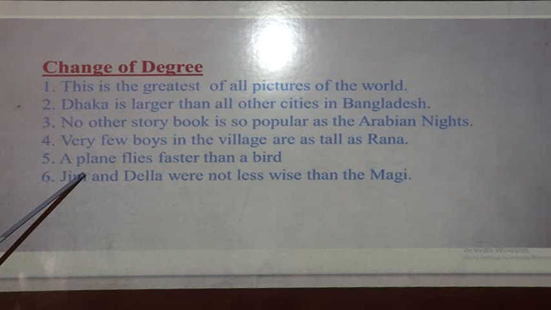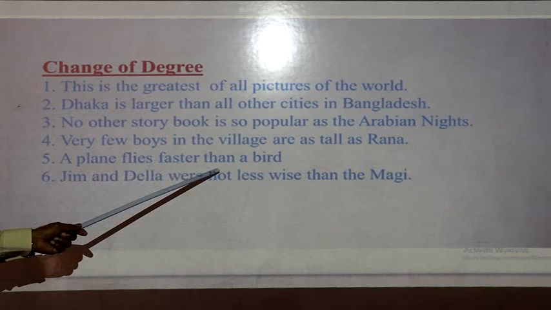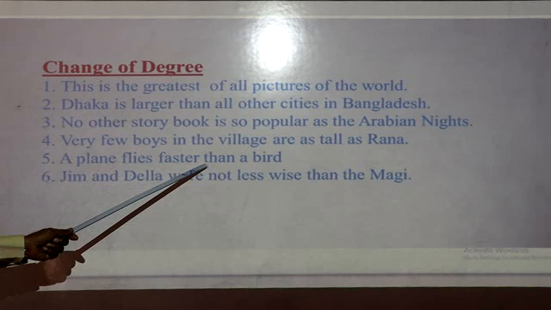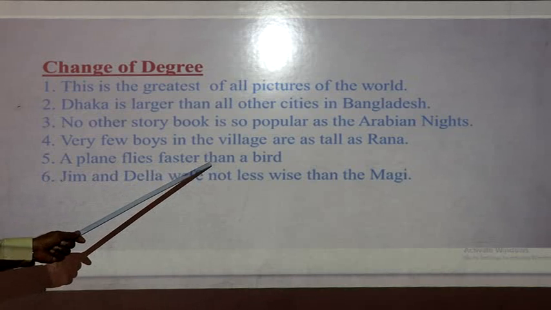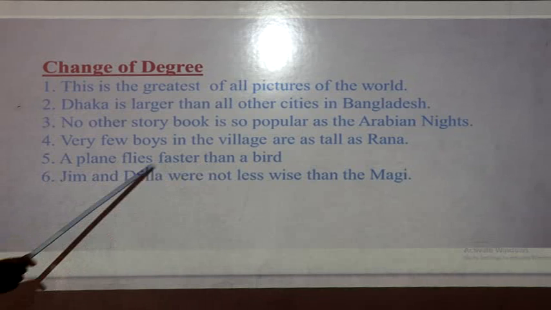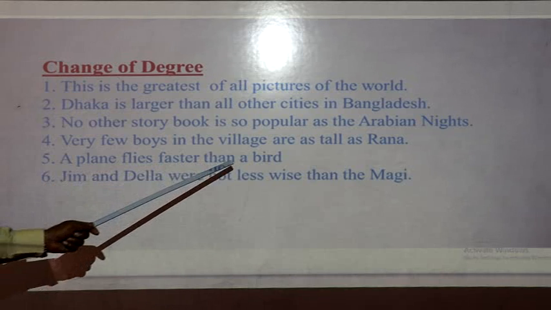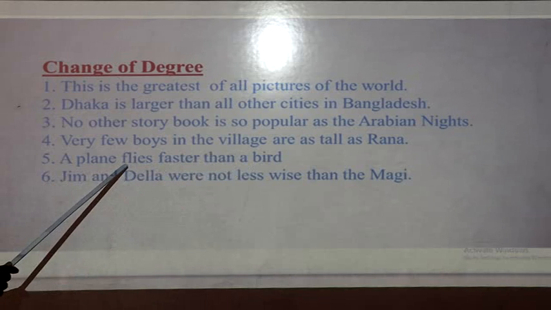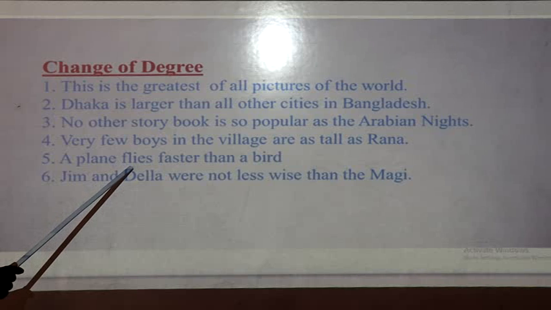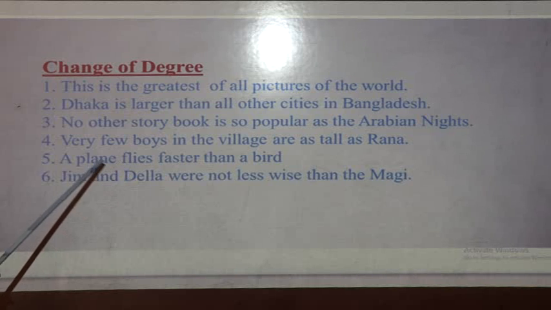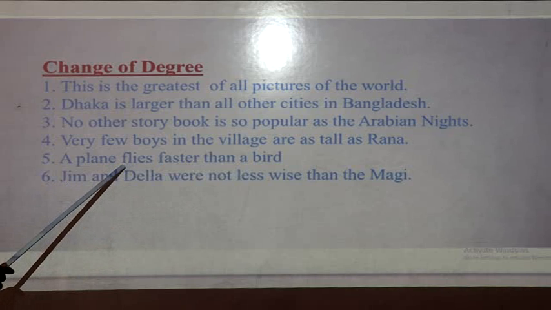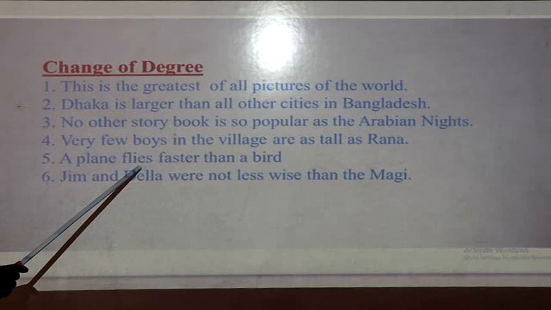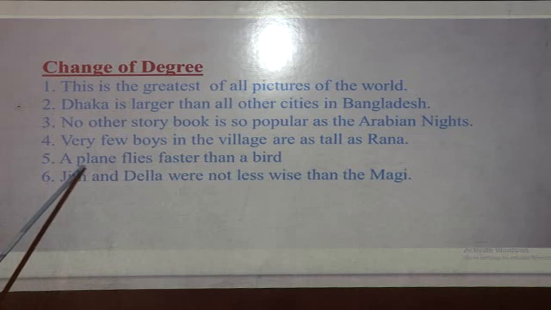Number five, a plane flies faster than a bird. There is the use of faster and than, so it is comparative degree. Make it positive. A bird does not fly as fast as a plane. That is, a bird does not fly as fast as a plane.